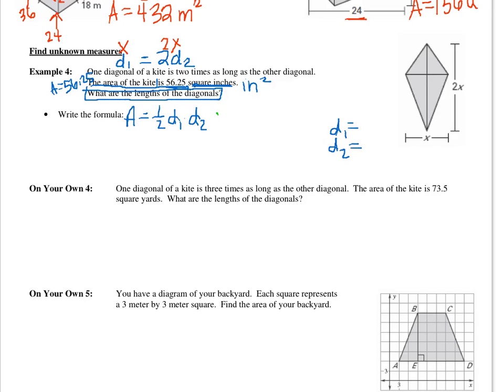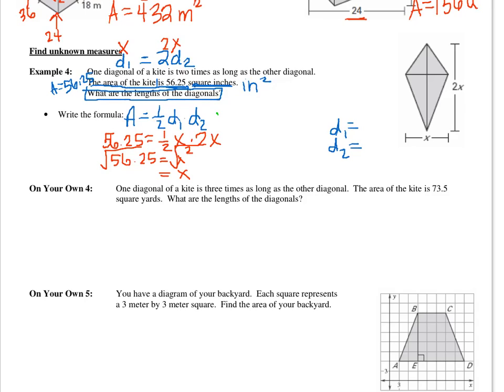Let's plug all our information into our formula. We've got area is 56.25, so we'll put that in here, equals half, and D1 is X, D2 is 2X. And then simplifying, we have 56.25 equals half times 2 is just 1. X times X is X squared.